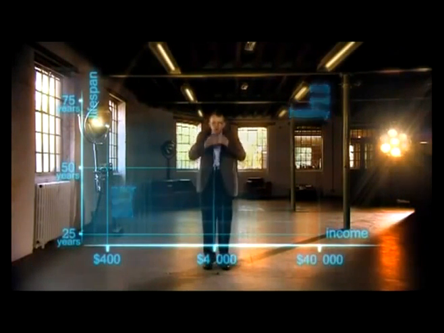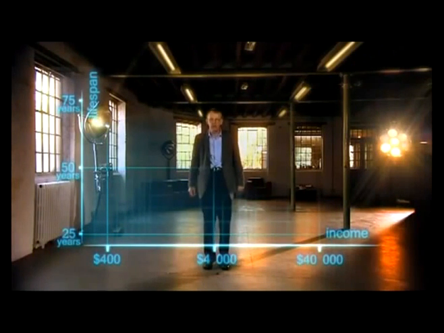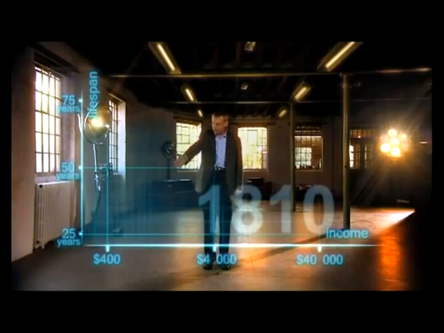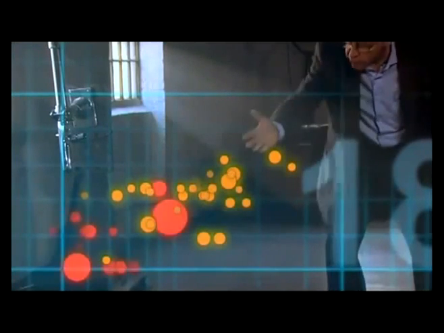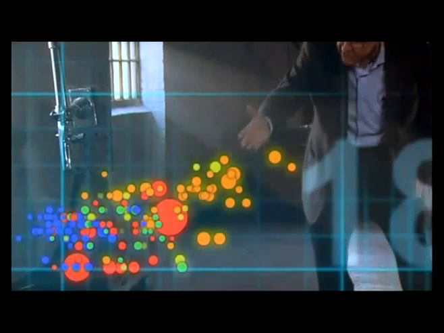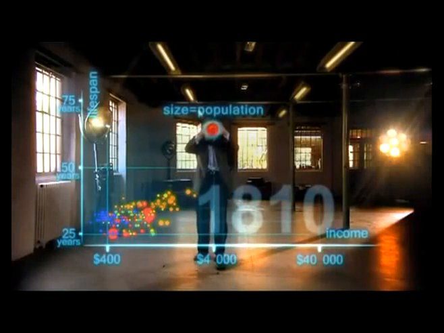Now, I'm going to show you the world 200 years ago, in 1810. Here come all the countries. Europe brown, Asia red, Middle East green, Africa south of Sahara blue, and the Americas yellow. And the size of the country bubbles show the size of the population.